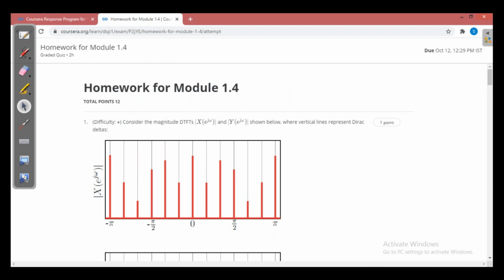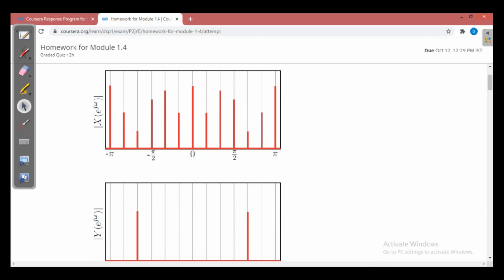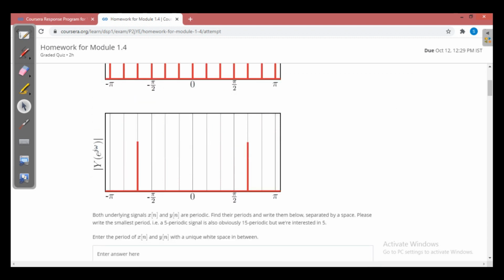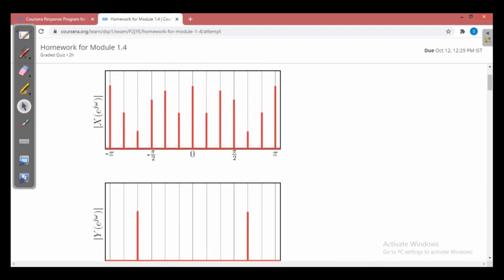The first one: consider the magnitude DFTs |X(e^jω)| and |Y(e^jω)| shown below, where the vertical lines represent the Dirac impulses. Here we have the magnitude response of the two signals. Using these two functions, we need to find the period of x[n] and y[n]. Now see the first one.